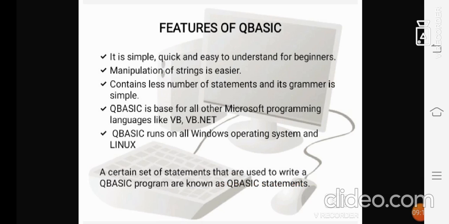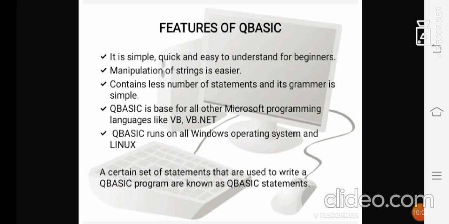After you learn this, then we need to know the important features of QBasic. It is very simple. QBasic is very simple, quick and easy to understand for beginners. Manipulation of strings is much easier, it contains fewer statements, and its grammar is very simple. QBasic is the base for all other Microsoft programming languages like VB and VB.NET.